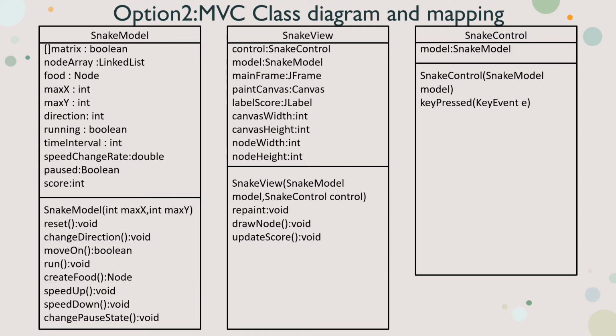For snake control, it contains a snake model variable and a key pressed method, which detects all possible key events from the keyboard and responds quickly.